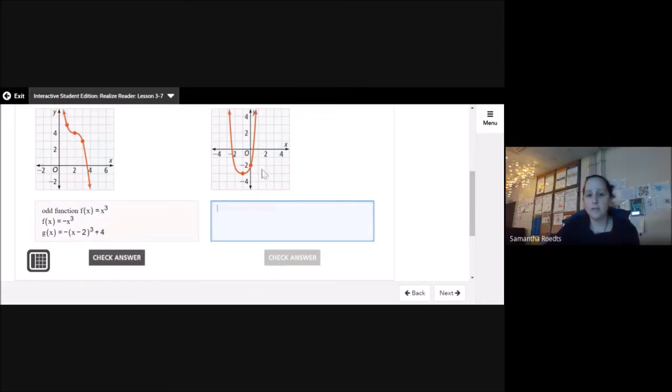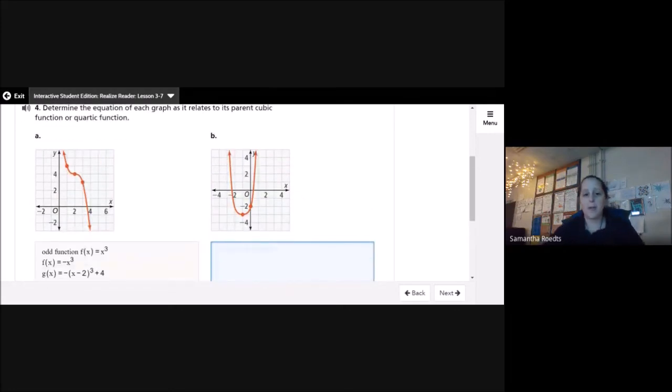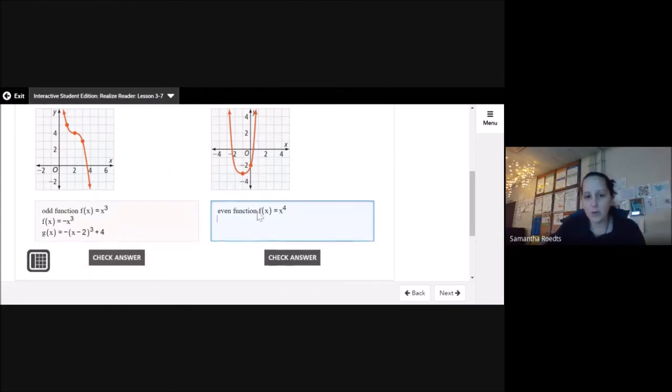This is a quartic function. So that means the parent graph is an even function. So x to the 4th, both are pointing up. So that means that it's a positive function. So I didn't reflect it. It moved to the left 1 and down 3. So g of x equals x plus 1, because I moved to the left 1, to the 4th minus 3.